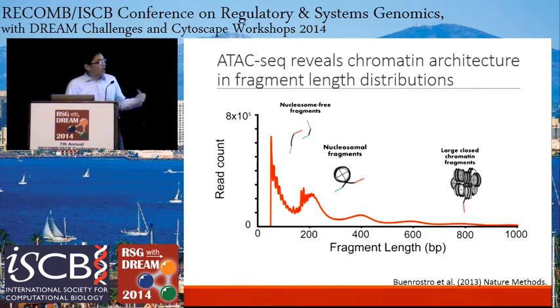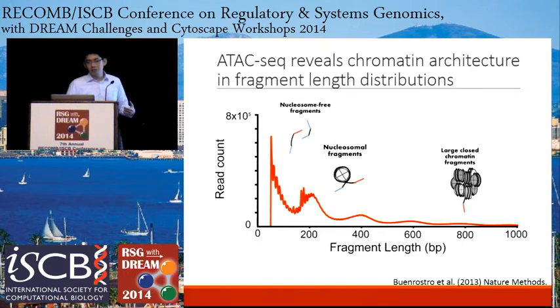And the next peak further on at about 200 base pairs is associated with fragments that are protected by a single nucleosome. And the peaks at even larger fragment lengths are associated with DNA that is wrapped around multiple nucleosomes, or heterochromatic regions. So what I'm showing you here is just a genome-wide plot of the distribution.